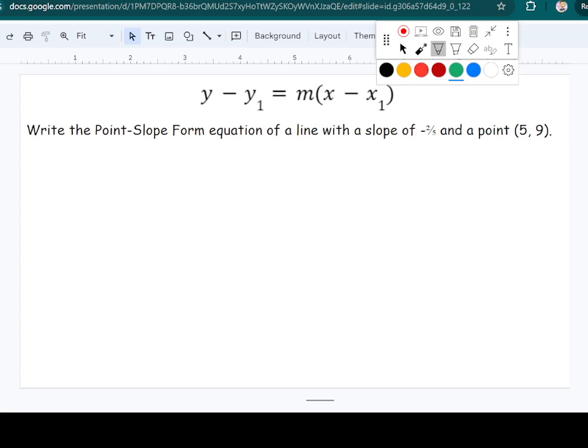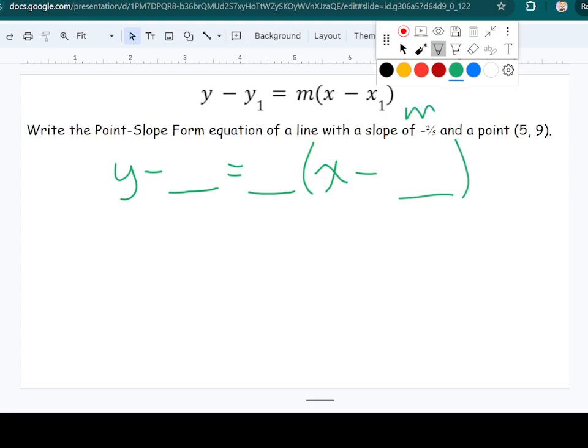So now we're going to go in reverse. We are given our slope and our point, asked to write the equation. So y minus y1 equals m times the quantity x minus x1. If it helps you to kind of write out this template, do that. So y minus y1 equals m times the quantity x minus x1.